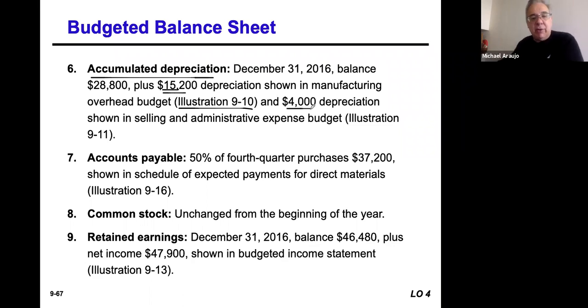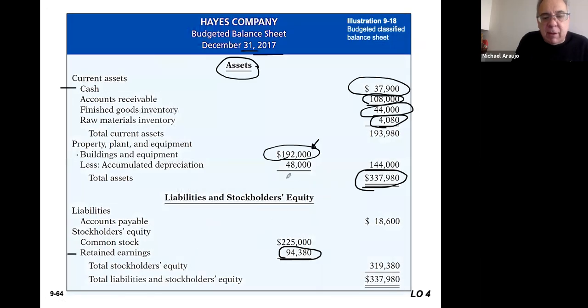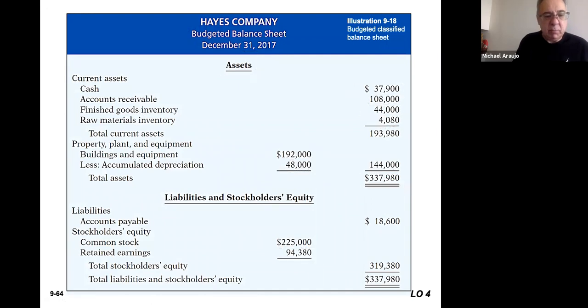And this $4,000 of additional depreciation came from your selling and administration budget, which is on page 374 under the fixed expenses here as well. And that's the other 4,000. So you're going to add to your depreciation that's already there, 15,200 from that budget plus another 4,000 from the other budget, and that's where the $48,000 comes from for cumulative depreciation.